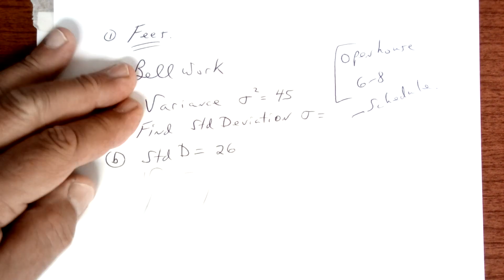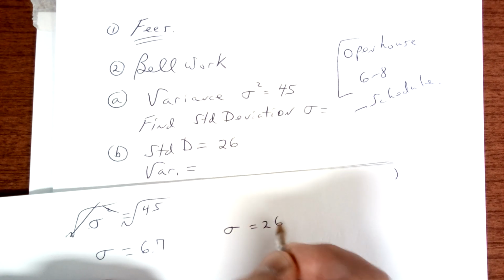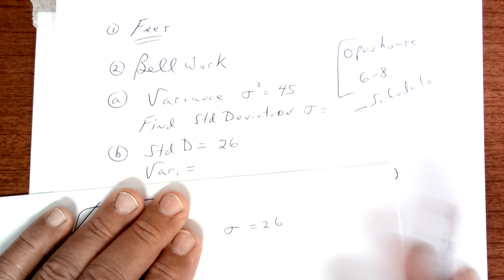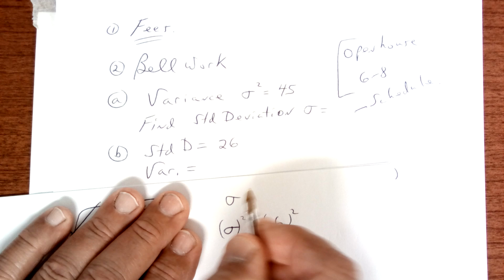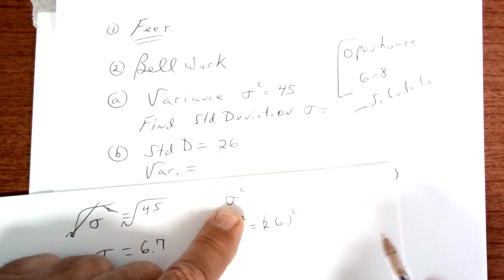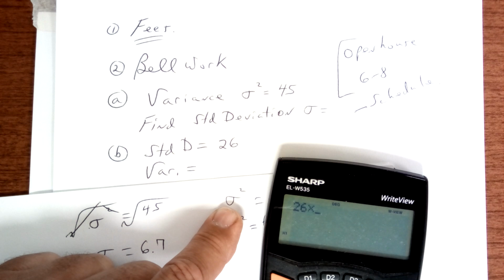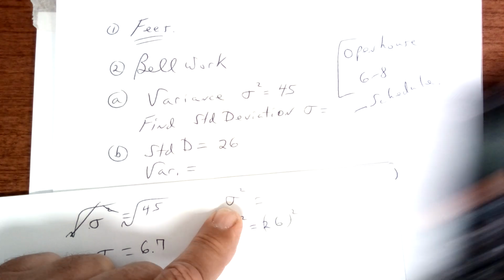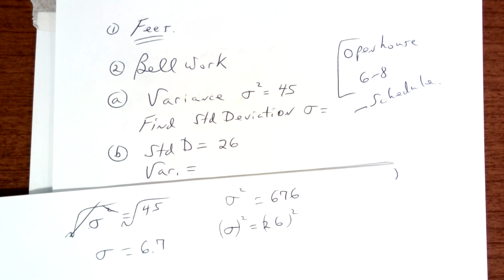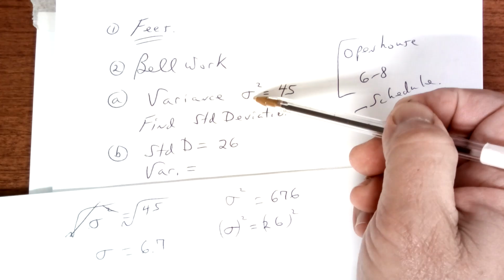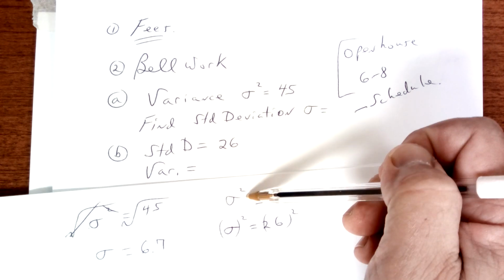By the same token, if they give you the standard deviation, like this one, and you want the variance, all you do is square both sides. So the variance, which is represented by that variable, is equal to 26 times 26. So that's 676. Okay? So if you want to go from variance, you take the square root. If you want to go from standard deviation, you square it. All right, let's go on.